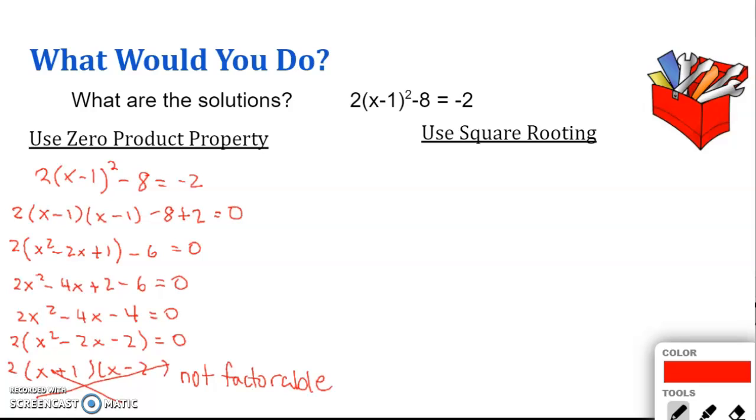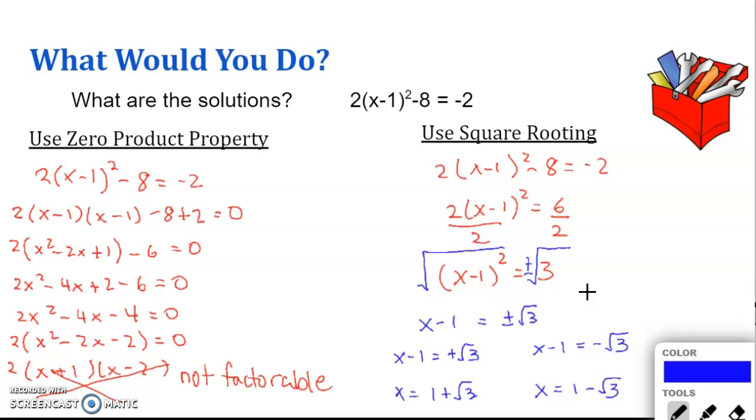Is there a better way? We're going to use that. So how do I do this? 2 times (x minus 1) all squared minus 8 is equal to negative 2. I am going to bring the negative 8 to the other side by adding 8, so that becomes 2 times (x minus 1) all squared is equal to positive 6. Divide both sides by 2, and you get (x minus 1) all squared is equal to 3. From then on, I take the square root of both sides with a plus or minus on the right hand side, and I get two different solutions, and then you split that up and you get your final answers.